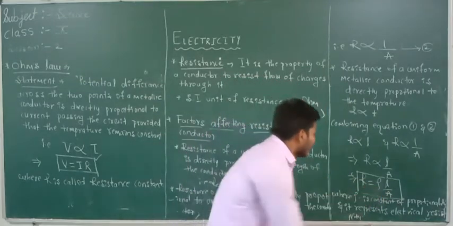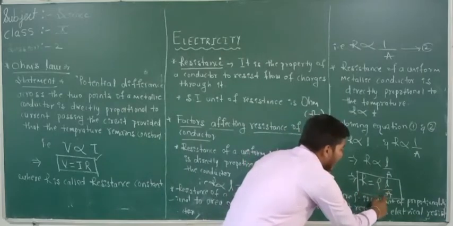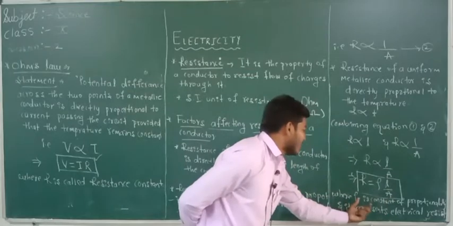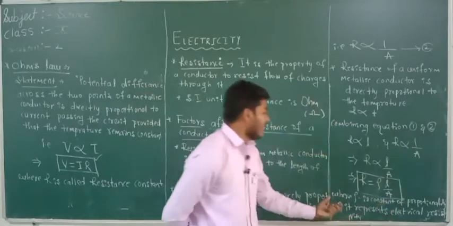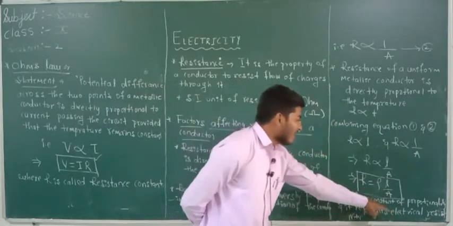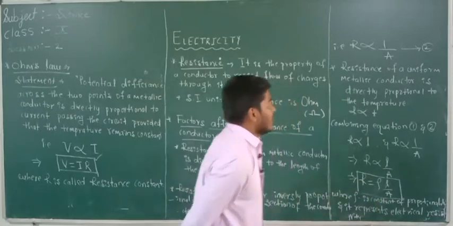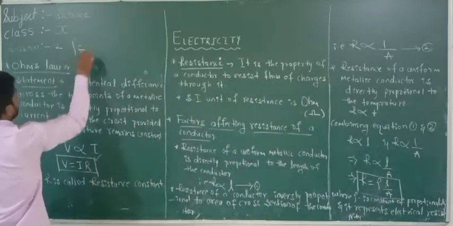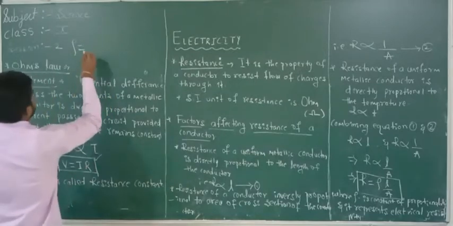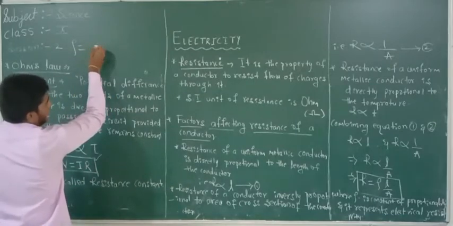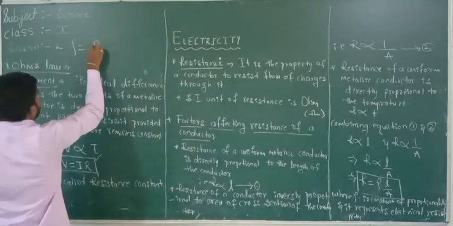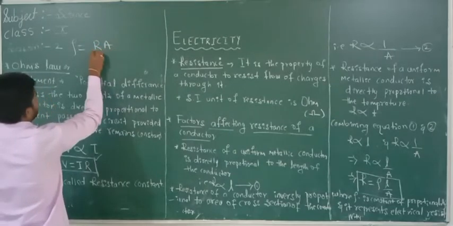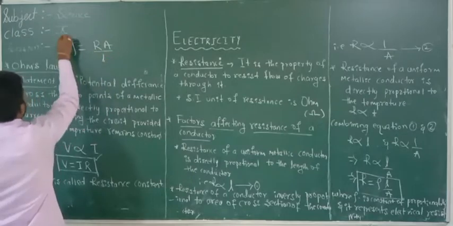This R is equal to rho into L by A. Resistance R is equal to rho into L by A, where rho is the constant of proportionality and it represents electrical resistivity. Next, it implies that rho is equal to R into A, that is, resistance into area of cross section, divided by length of the wire.